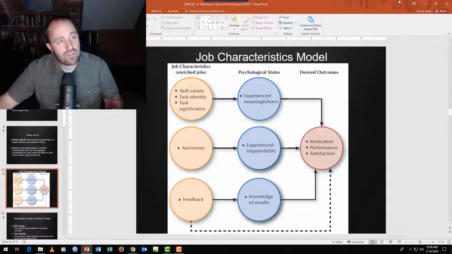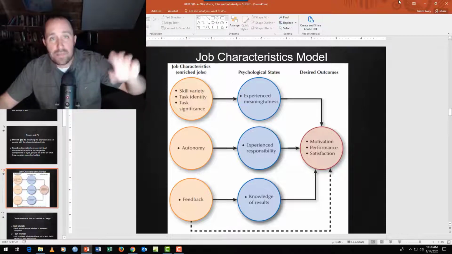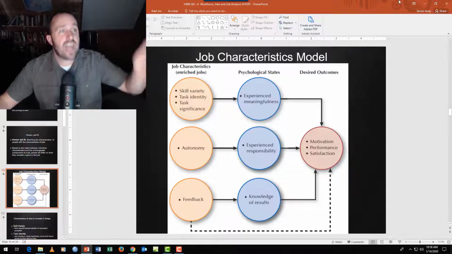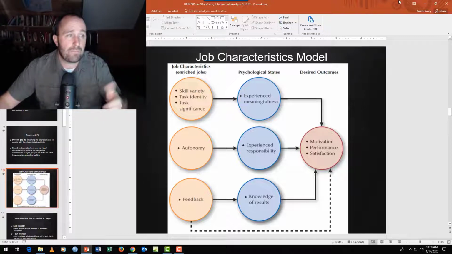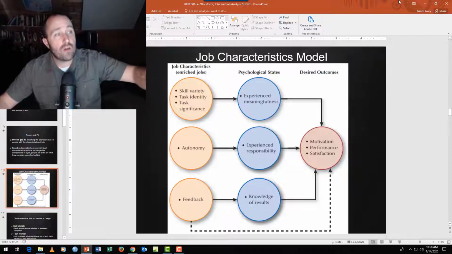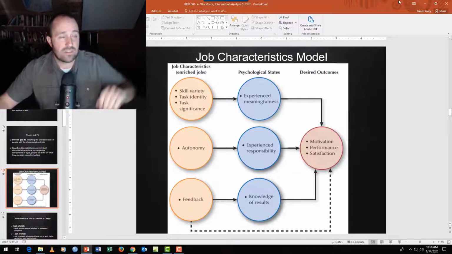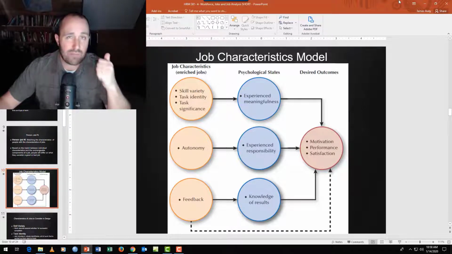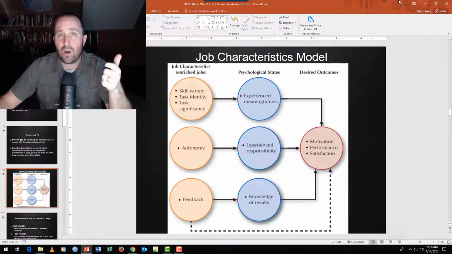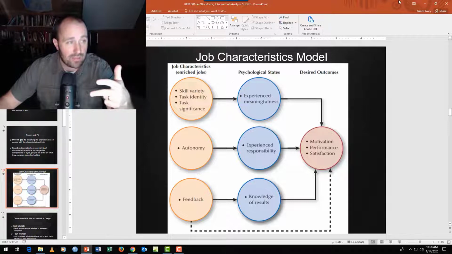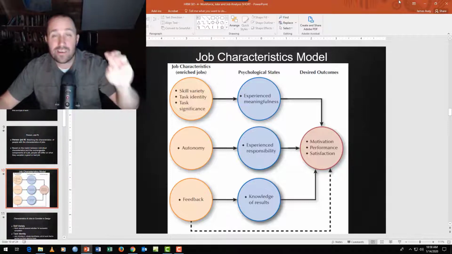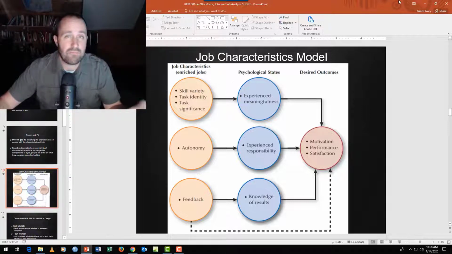The theory moves on. It says, the way the job is designed on those 5 things actually predicts how people feel about their job. So if I have a job with very low skill variety, low task identity, and low task significance, meaning I don't have to use my brain in this job, I do a really small piece of the work and it doesn't affect anyone and nobody cares about this job, then probably you're not going to feel like what you do is very meaningful.